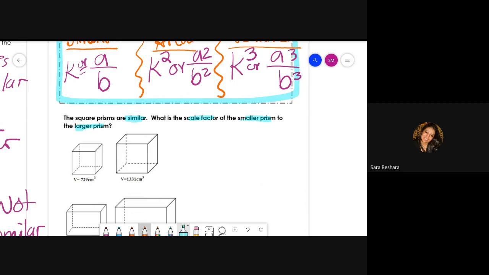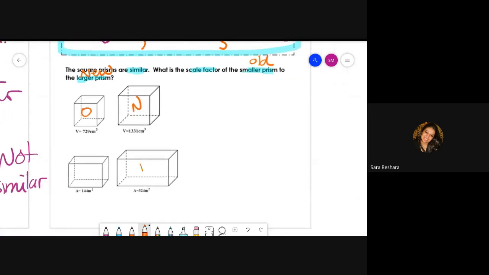Remember, to find the scale factor, you must know what your new is and what your old is. So it does say from the smaller to the larger. So the smaller is our old. The larger is our new. So this is new, this is old. And if we go down here too, that's new and that's old. I will do both examples because I do want to show volumes and areas.